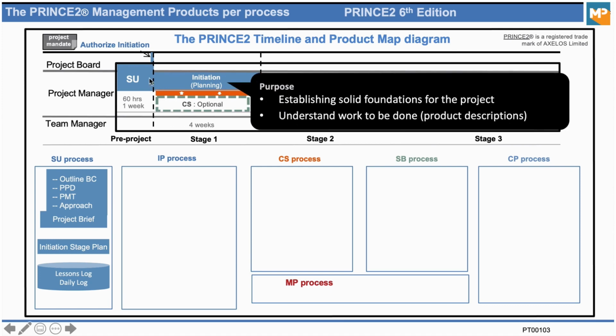So the purpose of this initiation stage is to establish solid foundations for the project. So we do that by understanding the work that has to be done. So we break down the project. The project manager will spend a lot of time facilitating workshops to really understand all the work that has to be done in that project. They will invite lots of people into these and then describe the deliverables in detail. So we want to understand the work to be done, and we create product descriptions for that. More about that later.